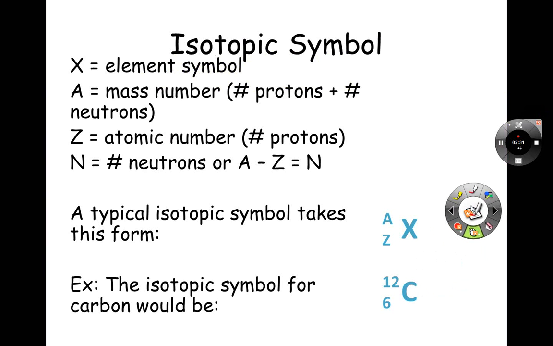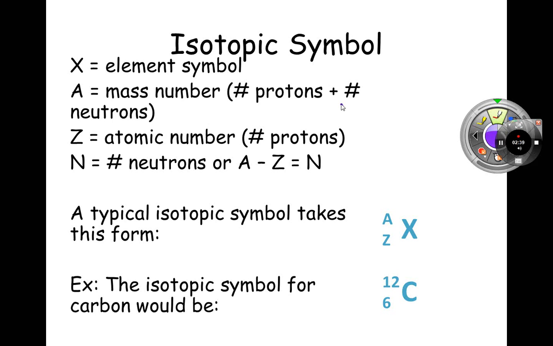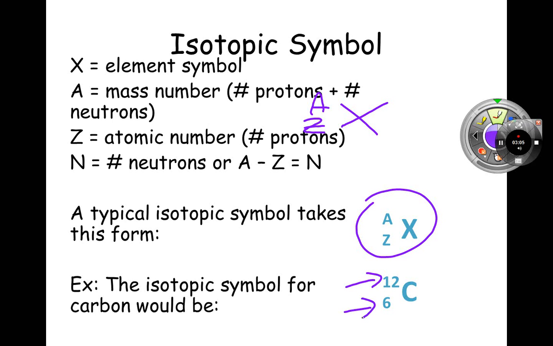All right, so let's get it going here. The element symbol is the X. The A is the mass number. The Z is the atomic number. Remember, atomic number is the number of protons. So if we write carbon here, this 12 is representative of the mass, so that's the protons plus the neutrons. This 6 is just the protons, the atomic number.